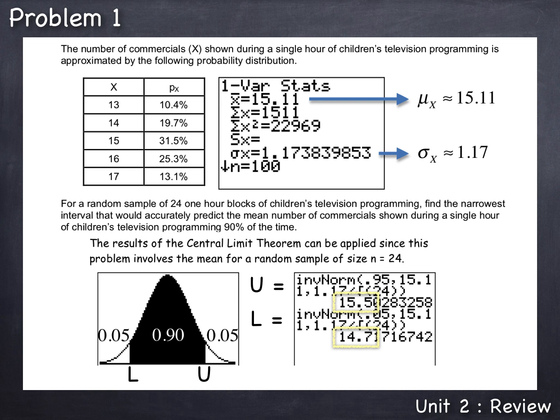Now, even though the number of commercials, x, is discrete, a whole number, this problem is actually looking at the mean for a random sample of 24 of these numbers. And the mean for a sample is continuous and can take on extra decimal places. So we need to round off carrying at least one extra decimal place to help minimize our round off error. So now that we've found the two numbers that make up our interval, we can give our answer to this problem.